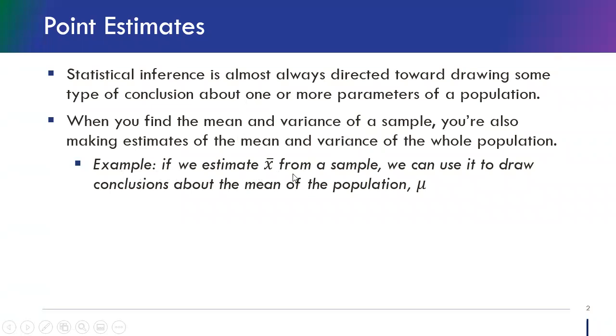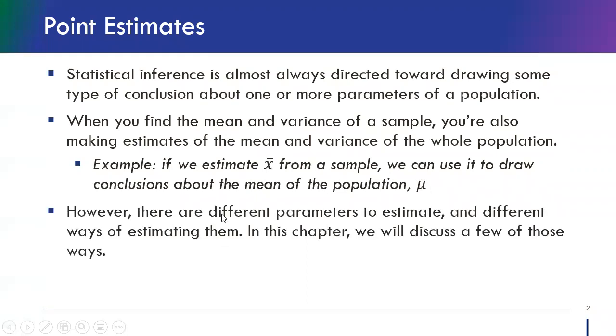If we estimate X bar from a sample, we can use it to draw conclusions about the mean of the population, mu. So this X bar is our point estimate for this mu. This is just one example of a parameter, and there are so many different parameters.